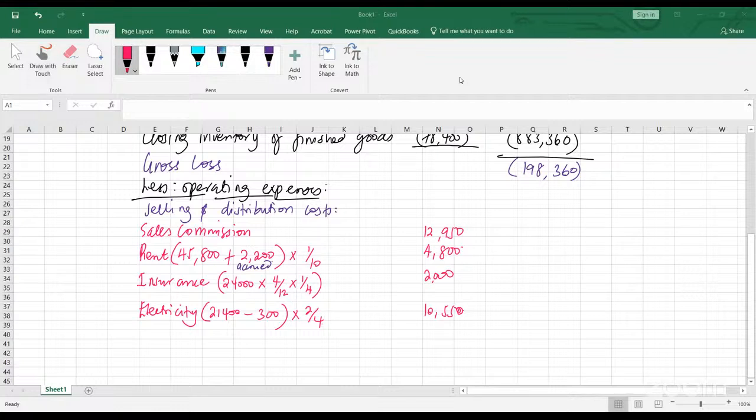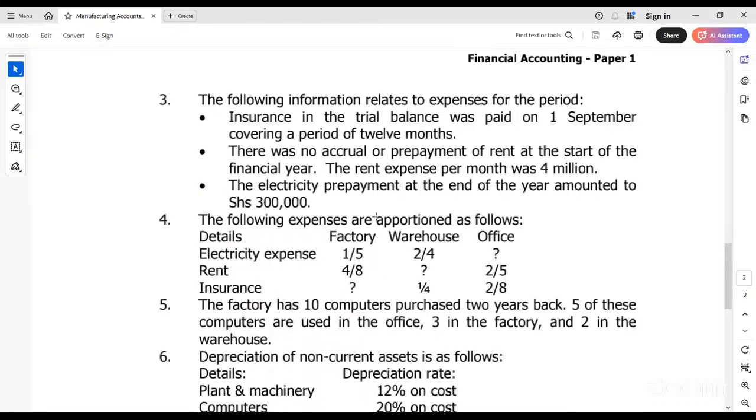That will go to the selling and distribution or to the warehouse. Do we have depreciation? Now there is note 5. When it comes to note 5, you will see that the factory has 10 computers purchased 2 years back. 5 of these computers are used in the office, 3 in the factory, and 2 in the warehouse. What does that mean? It simply means that the depreciation of the 2 computers will be charged under the selling and distribution or the warehouse costs.